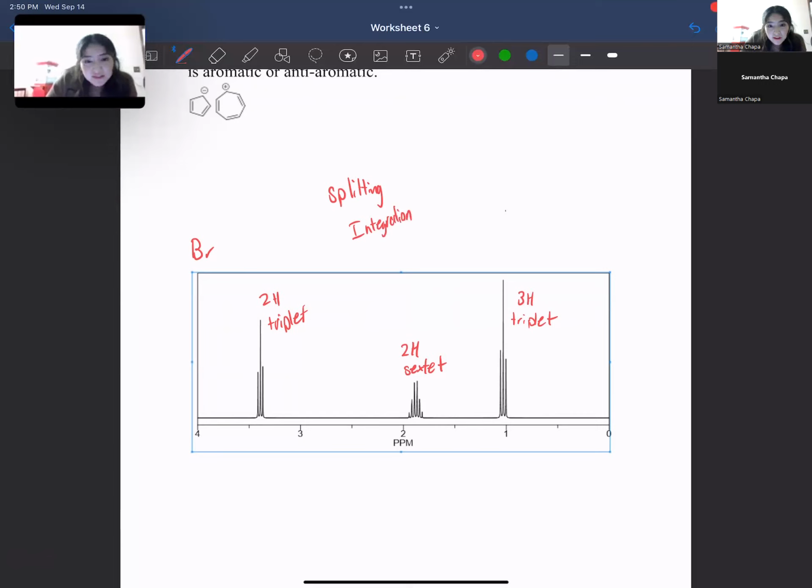Integration tells us the amount of hydrogens that are on the carbon that we're talking about. That's the number of hydrogens. Splitting pattern tells us, let me write the formula for you. Splitting pattern is n+1 equals blank, and this is where we insert the name like triplet, sextet, or triplet again. Solving for n tells us the amount of hydrogen neighbors, or the amount of hydrogens on our carbon neighbors.